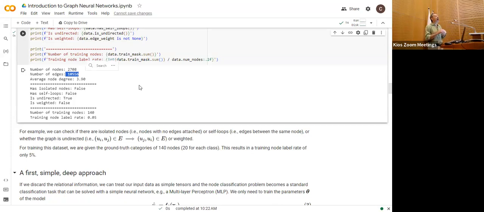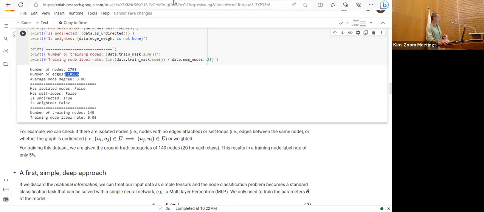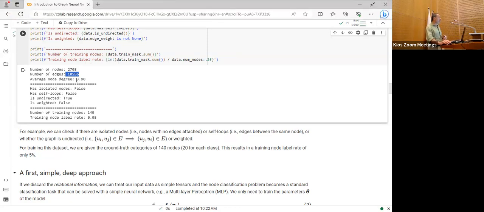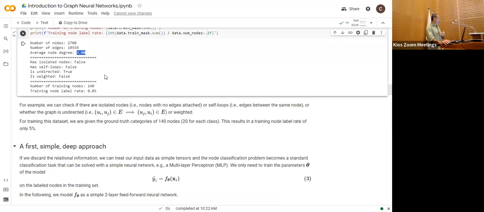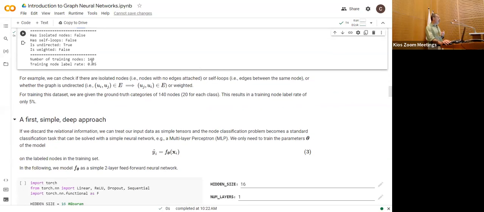So you see, now we have a reason. And you will see that also computation on a GPU is very fast. The average node degree is 3.9, which means that on average, we have 3.9 citations. Okay. The number of training nodes is 140 for the 7 classes. So very few of them have a label. Okay. Out of 2,700.